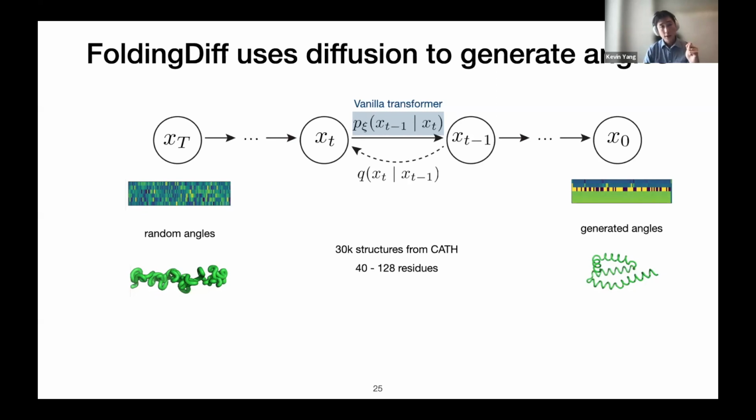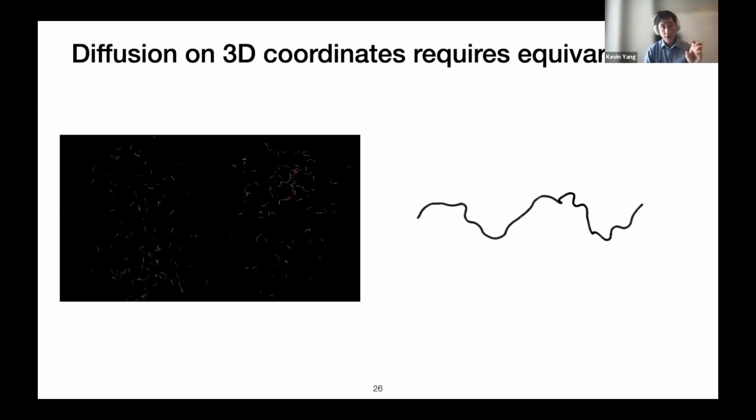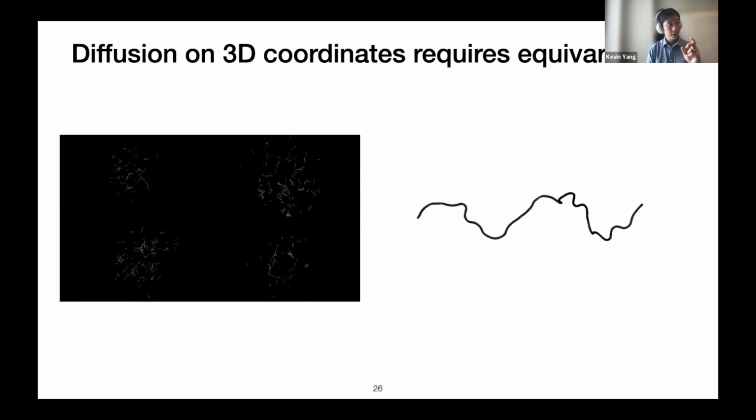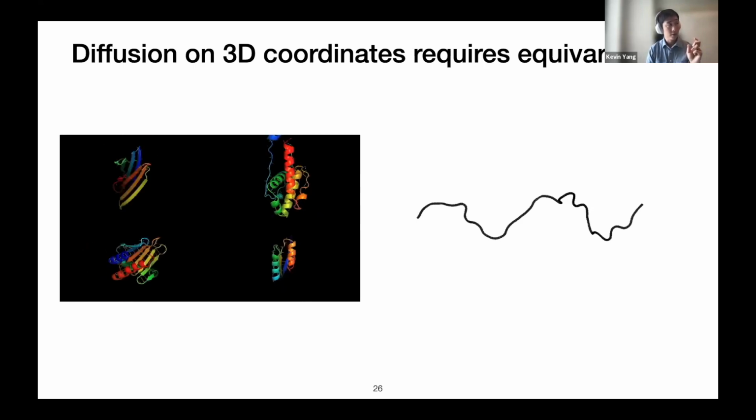Another reason to use this angle formulation is that if we diffuse directly in the 3D coordinates, we have to take into account the equivariances of rotation and translation, which means you have to use a much more complicated neural network than the vanilla transformer. On the left, you can see the generation process for a point cloud diffusion. On the right, here's an example of generating from our FoldingDiff model, where you start from a random string and you come up with more realistic angles.